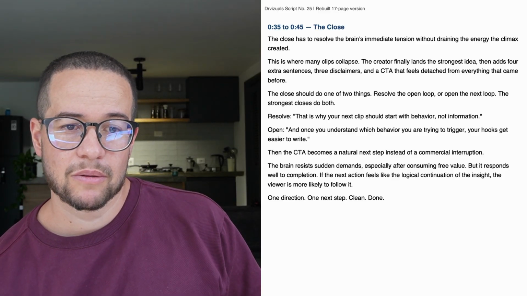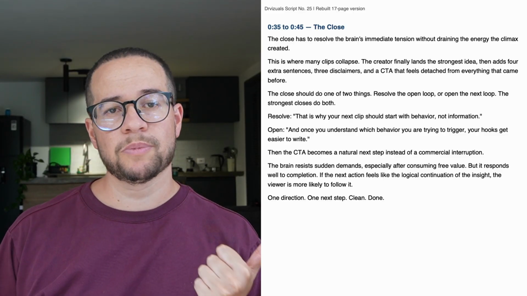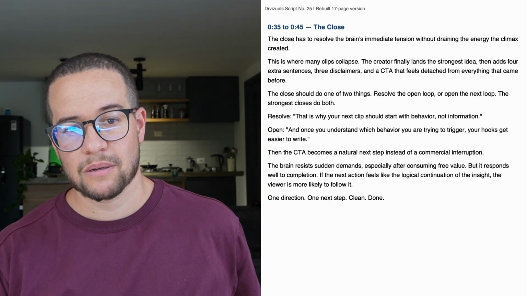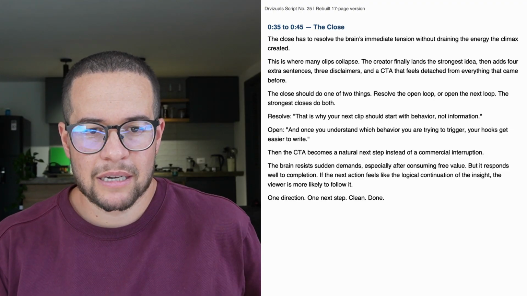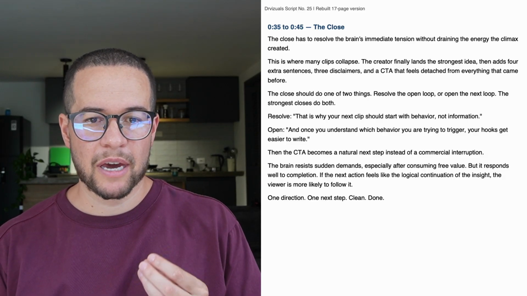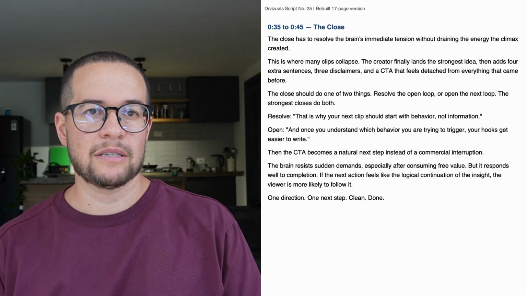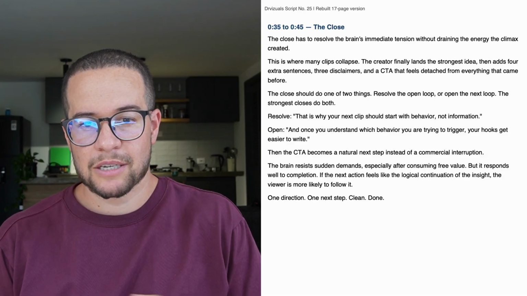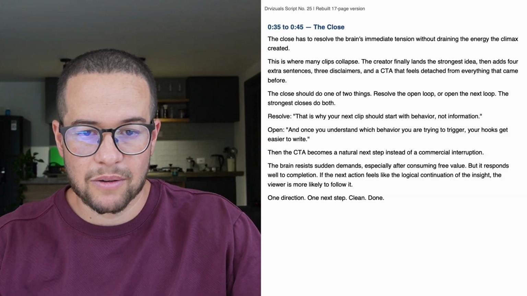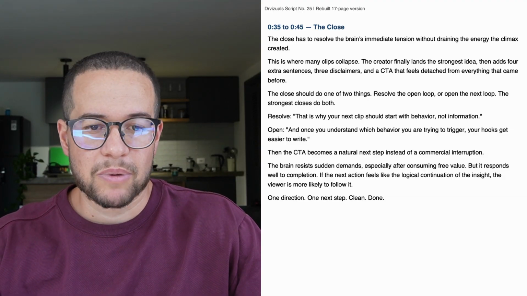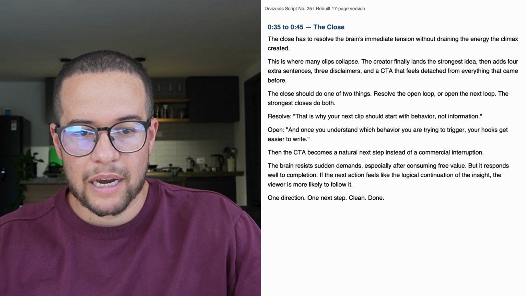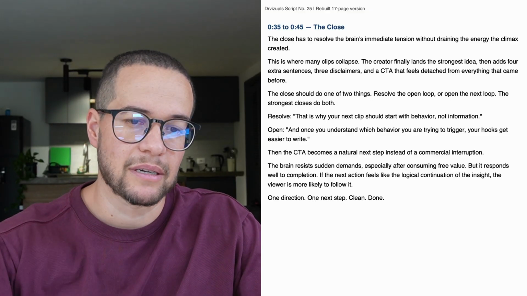The close should do one of two things: resolve the open loop or open the next loop. The strongest closes do both. Resolve. This is why your next clip should start with the behavior, not information. Open. And once you understand which behavior you are trying to trigger, your hooks get easier to write. Then the CTA becomes a natural step instead of a commercial interruption. The brain resists sudden demands, especially after consuming free value, but it responds well to completion. And the next action feels like a logical continuation of the insight. The viewer is more likely to follow it. One direction, one step, clear and done.